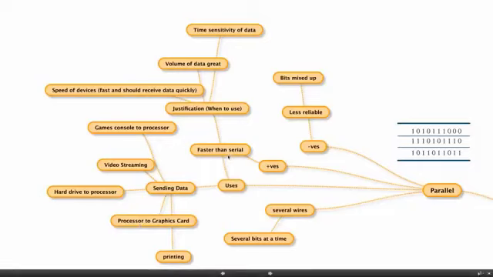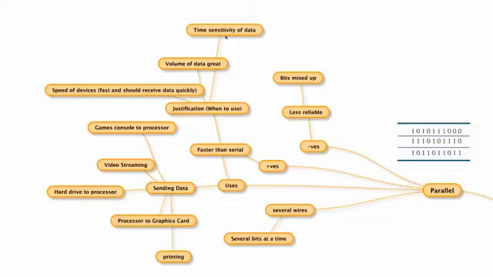Why do we use it? Well, it's faster than serial. The advantage is it's faster than serial. So we use it when the speed of devices is required, when it sends data fast and should receive the data quickly. The volume of data is great, and the time sensitivity of data is important. We need the data to arrive quickly.